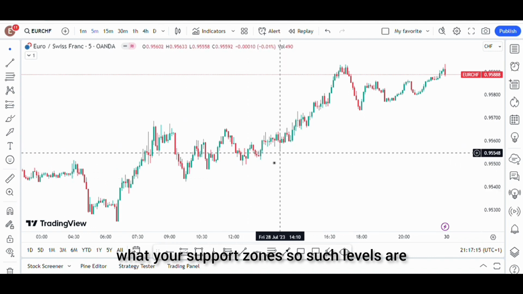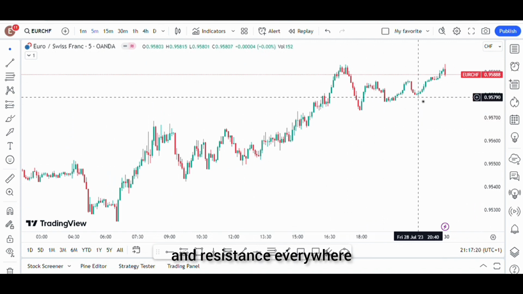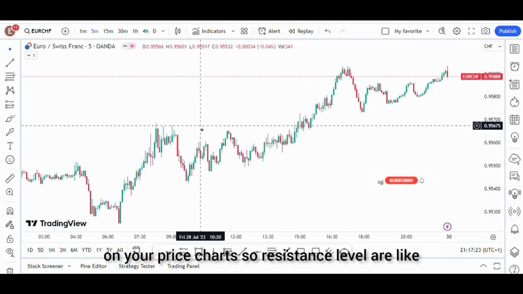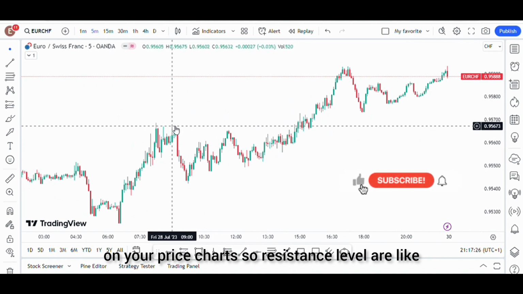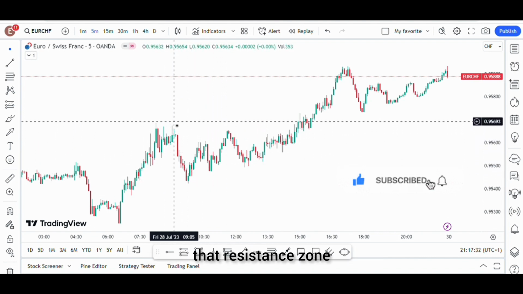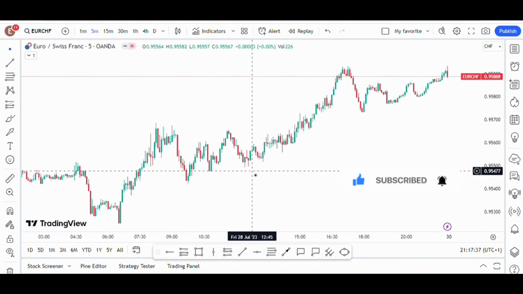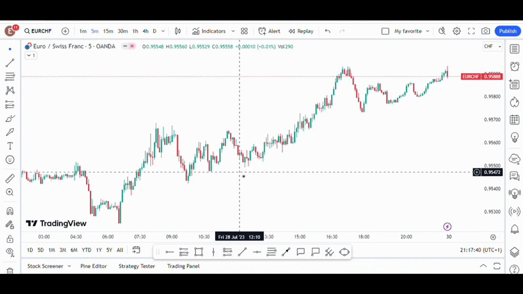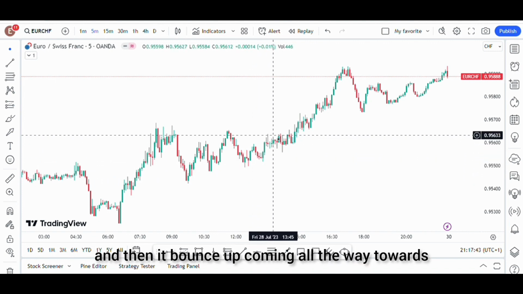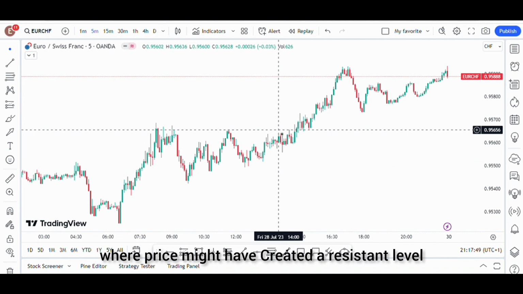So such levels are everywhere in the price charts. You find support and resistance everywhere on your price charts. Resistance levels are like that upper limit where price will flow all the way up, and then it hits that resistance zone, and then the price falls back down, going back to a previous support, and then it bounces up, coming all the way towards a previous resistance where price might have hit a resistance level and then fell back down, right?